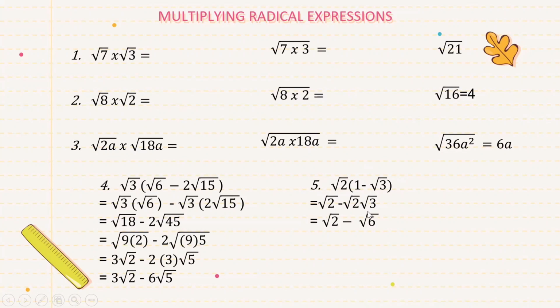So, i-simplify natin siya. Square root of 2 minus square root of 6. Bakit siya square root of 6? Because the square root of 2 times square root of 3 is equal to square root of 6. So, this is our final answer kasi hindi na natin siya maisi-simplify.